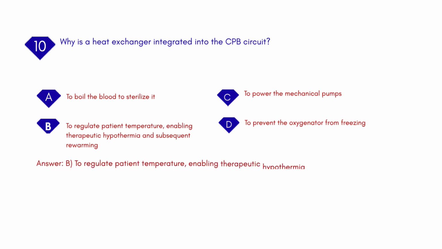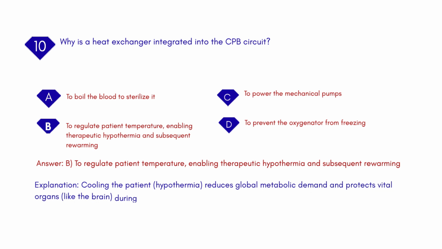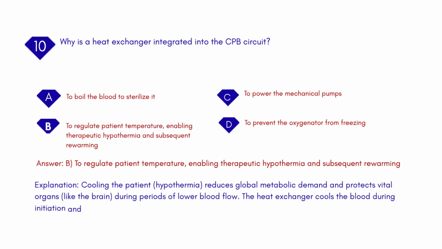Answer: B. To regulate patient temperature, enabling therapeutic hypothermia and subsequent rewarming. Explanation: Cooling the patient, hypothermia, reduces global metabolic demand and protects vital organs, like the brain, during periods of lower blood flow. The heat exchanger cools the blood during initiation and warms it back up before weaning off bypass.